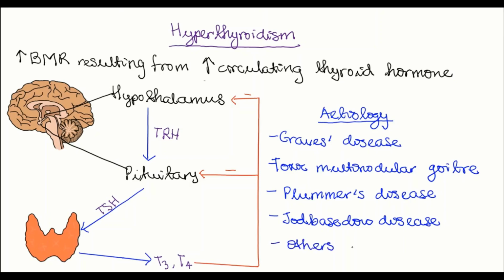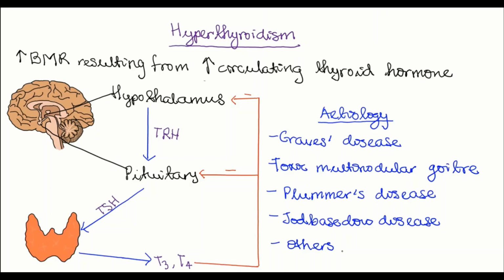Other less common causes include de Quervain thyroiditis, which is a viral cause of acute thyroiditis, drugs such as amiodarone or lithium, and exogenous thyrotoxicosis, which is a common situation seen in thyroid cancer patients who have been given excessive doses of thyroxine to suppress tumor growth.